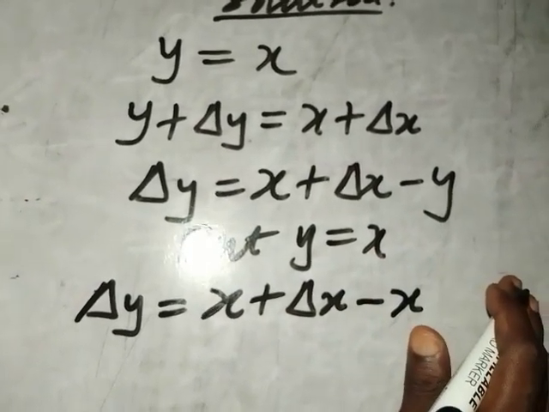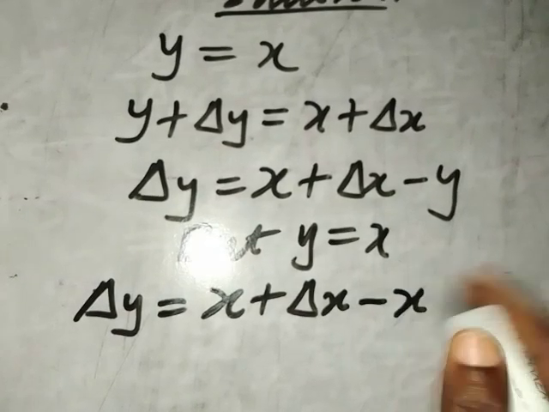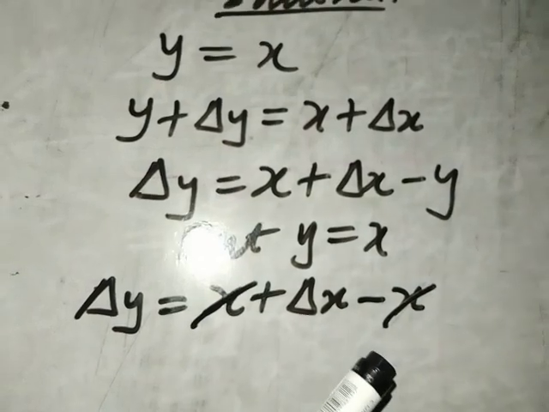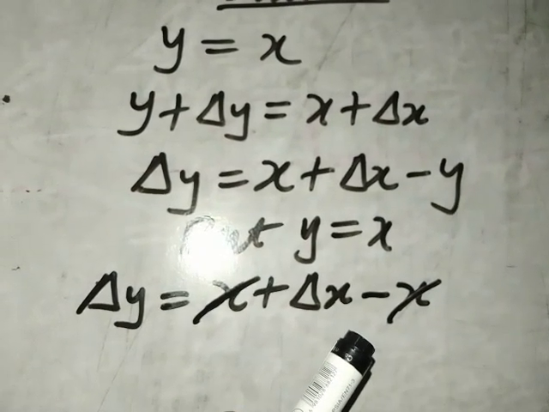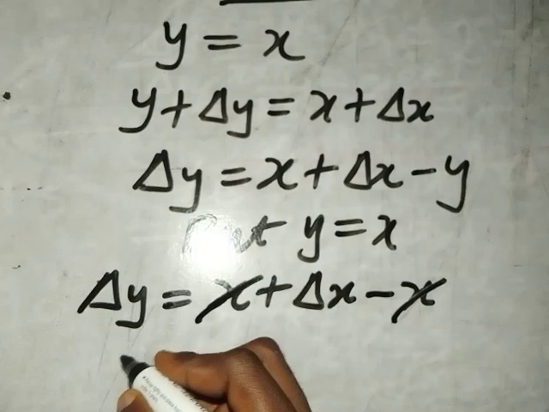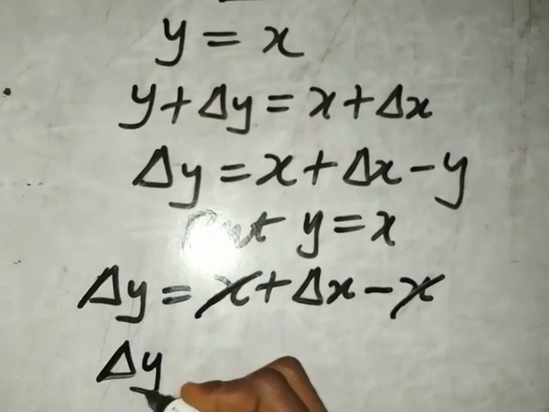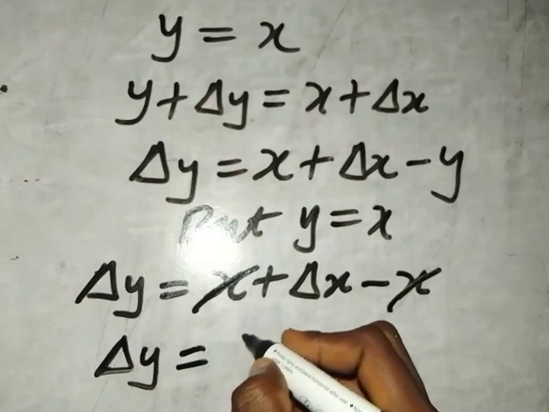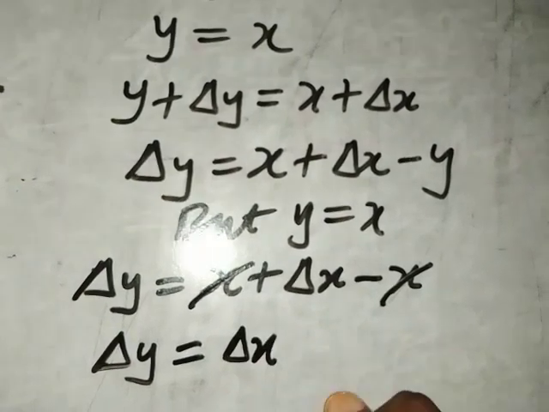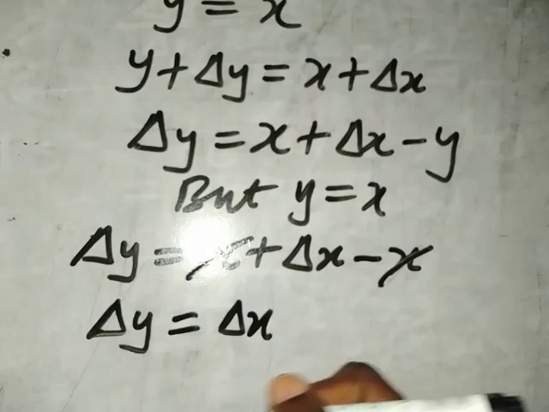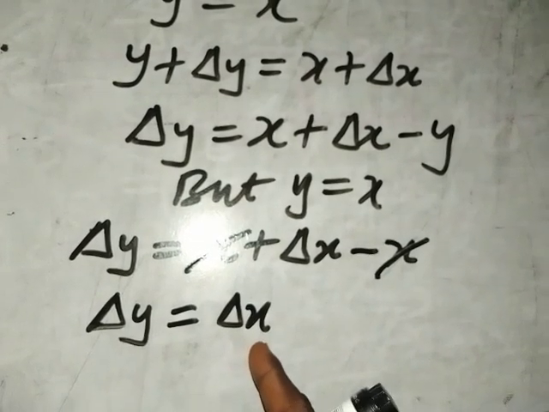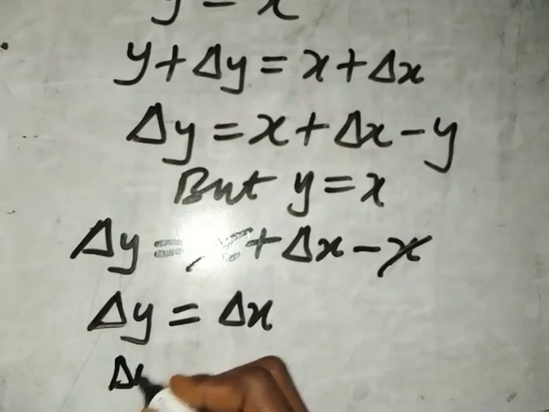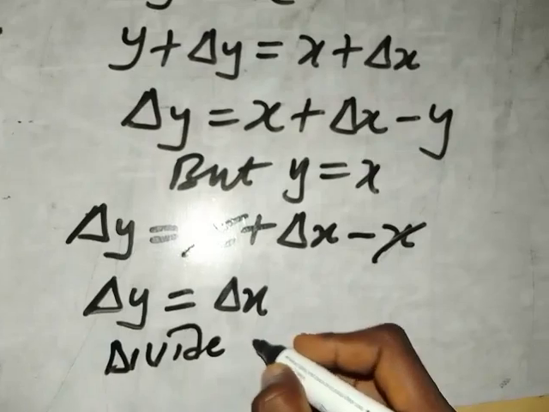All right, so what do you observe? There is something common. This is x and this is x, so you can easily cancel out. You cancel out, right? So what you are now left with is change in y equal to change in x. And you need to divide both sides by change in x.